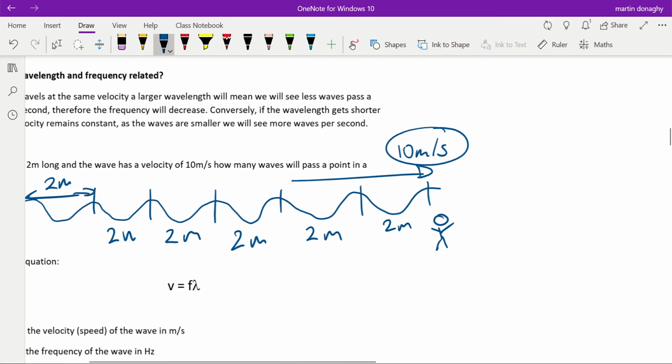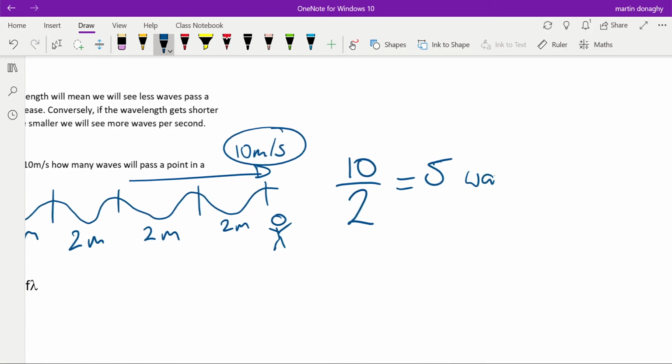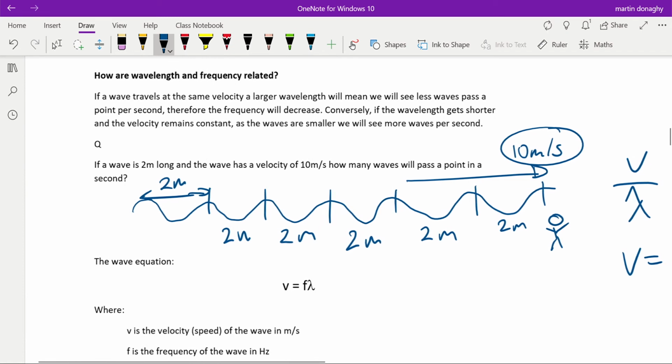that are going to move past me. How we can work that out is, if I take the 10 meters, the speed, essentially the 10 meters each second that is going to move past me, and I divide it by the length of a wave, the wavelength, it will tell me that we will get 5 waves per second. However, that is just the velocity, and this is just the wavelength, and the number of waves per second is just the frequency. If I multiply both sides of this equation by lambda, the wavelength, it gives me V equals F lambda. And this is our wave equation.